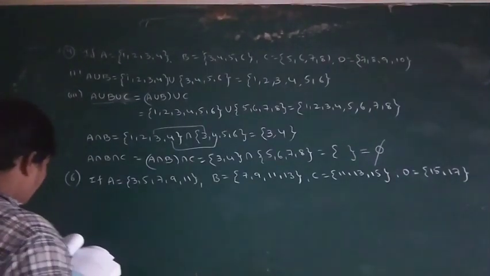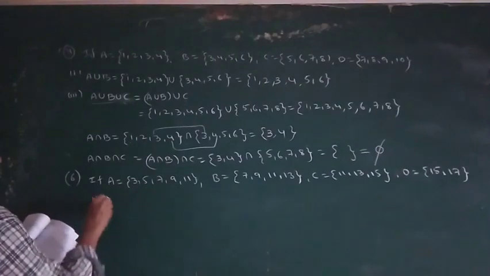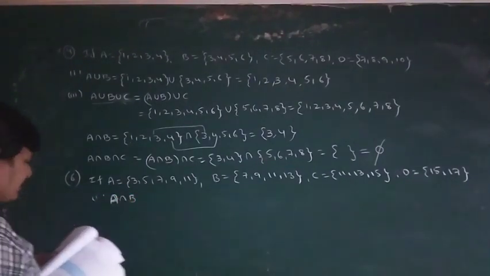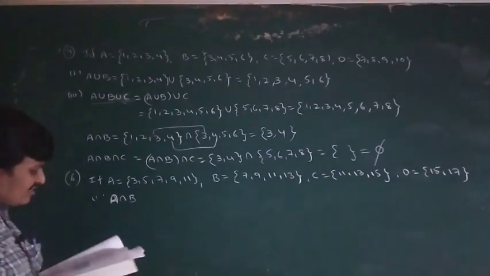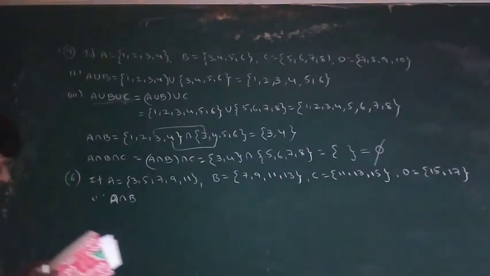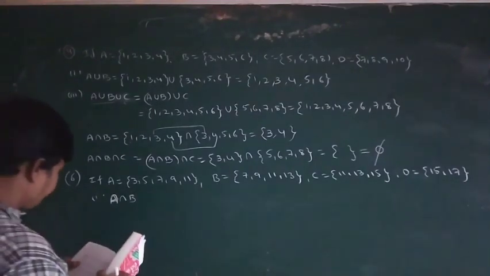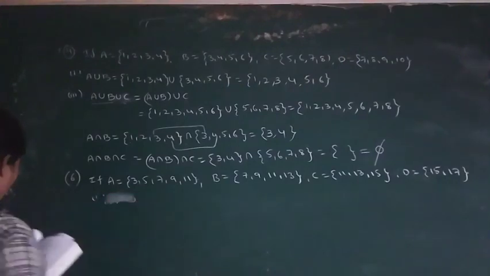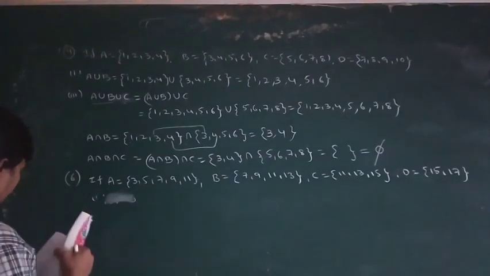Okay. First, A intersection B, B intersection C, they are all known. A intersection C intersection D, B intersection D. So one more problem, all of it you have to do as homework.